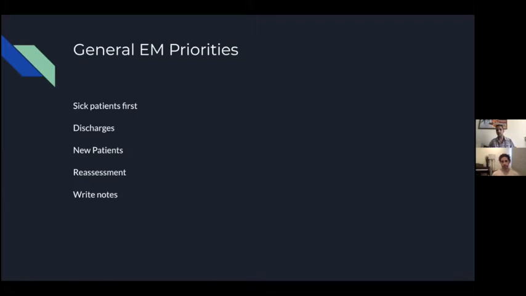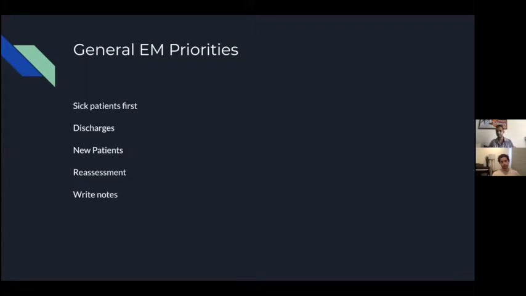And finally, the last priority, which is oftentimes the most stressful one, especially for med students and interns, is writing notes. But really, this should be prioritized last. It's something that has to be done, but you don't want to sacrifice seeing a patient who's super sick because you're writing a note. When you talk about discharges, I just want to define what a discharge is. For us, it's defined as being discharged home, being admitted to the hospital, or having a consultation placed.